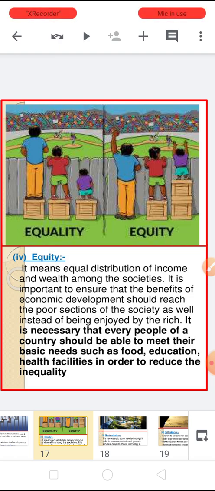So, equity in terms of equitable distribution of income implies that economic growth is related to social justice. It is only when economic growth is related to social justice that growth is converted into development. So, the planning in India focuses on growth with justice.